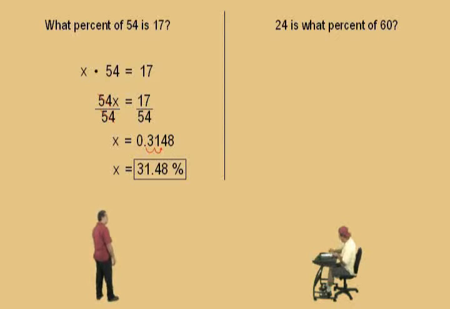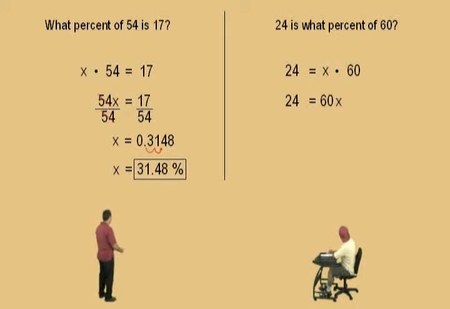24 is what percent of 60, right? Okay, here we go. 24 is what percent of 60? There we go there, Charlie. So, left-hand side, we have 24. On the right, we have x times 60, which we write as what, Charlie? 60x. And that's right. And now, what do we do next? Divide both sides by 60. That's right. The 60's cancel out. And so we have 24 over 60.